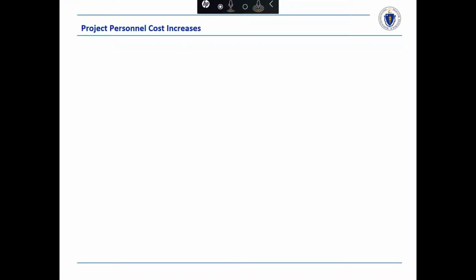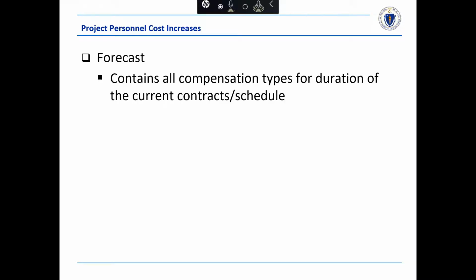The last topic of this presentation is projecting personnel costs. In the forecast, the personnel costs, which include salaries, wages, and other compensation types such as overtime, stipends, and longevity, are included and should tie to the community's existing collective bargaining agreements, individual performance contracts, or compensation schedules for non-union employees. To be clear, the forecast should only include contractual cost increases, salary step increases, and other known obligations in the departmental section of the forecast.